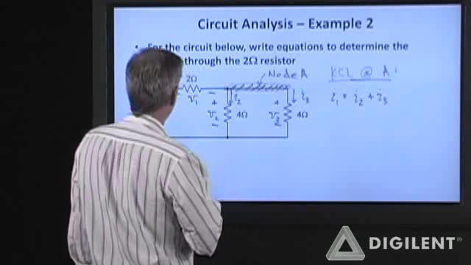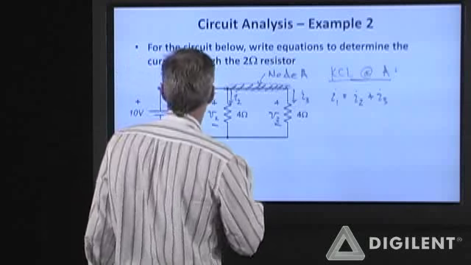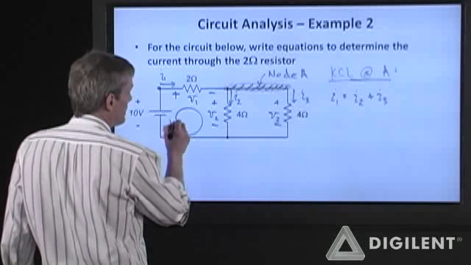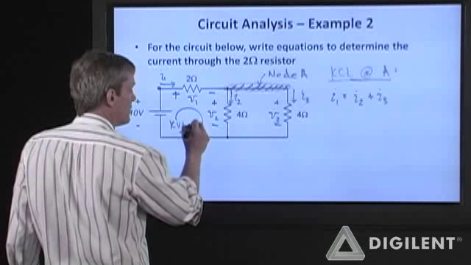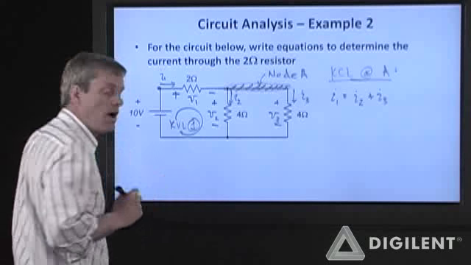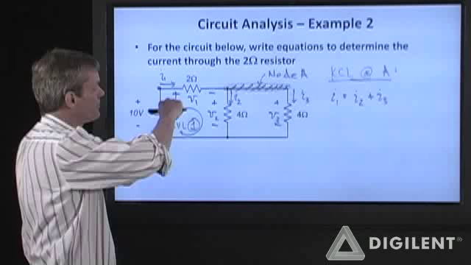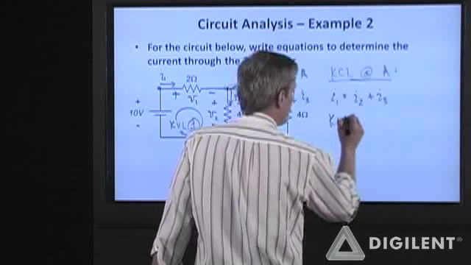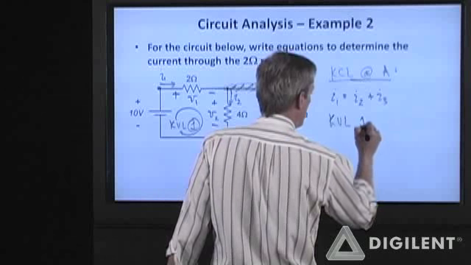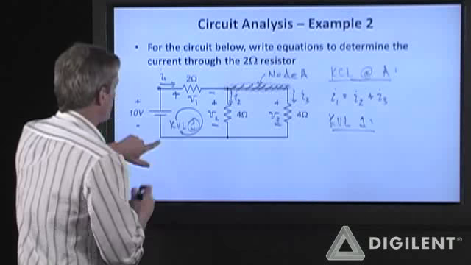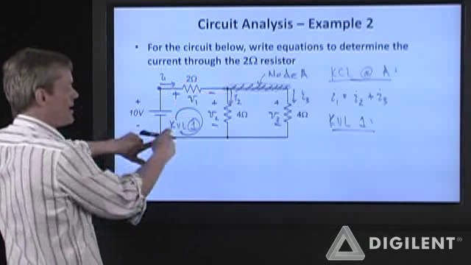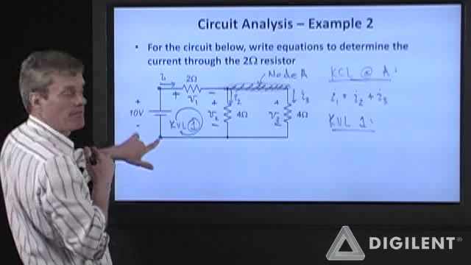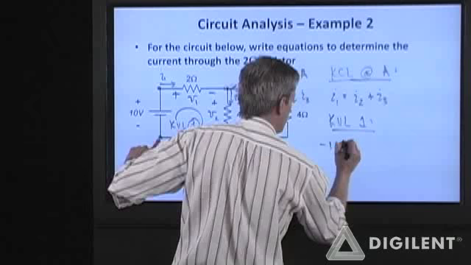Let me do KVL around loop 1, which is going to go through the 10-volt source, V1 and V2. So KVL 1, I'm going to start at the lower left-hand corner, work my way around, and come back to the lower left-hand corner. I see the negative terminal of the 10-volt source first, so I get a minus 10 volts.